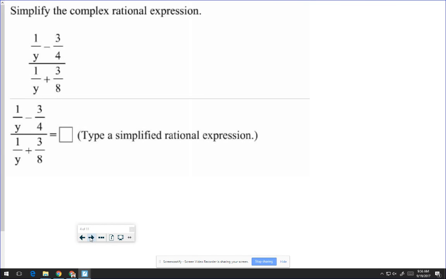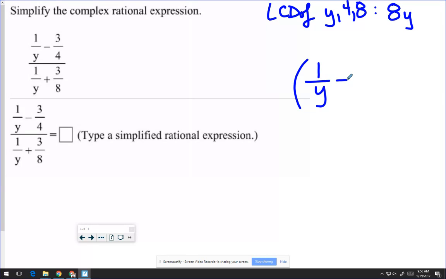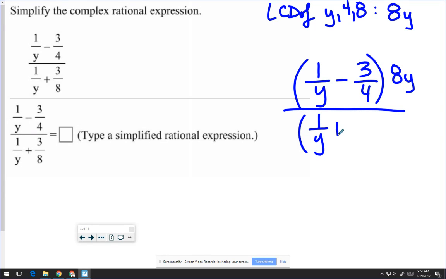All right, on this particular one, I want the LCD of y, 4, and 8. Because these are monomials, I can treat them all separately. So y, 4, and 8. Well, let's look at the numbers. 4 and 8, the LCD would be 8, and then the y's got to come along. So I'm taking the whole big fraction, and I am multiplying by 8y on top and on bottom.